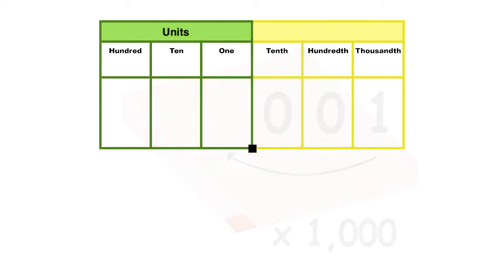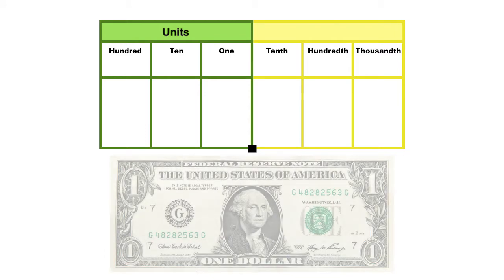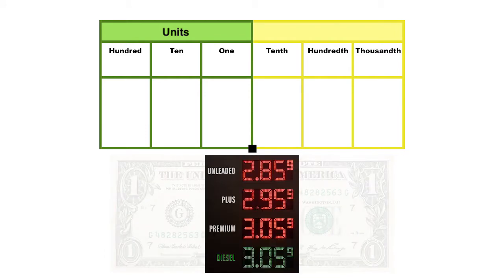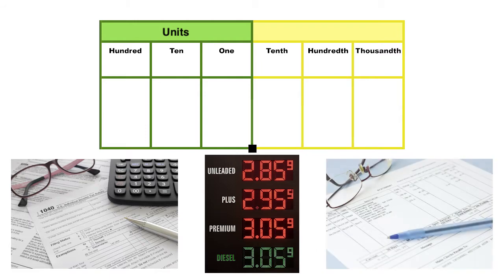We don't use thousandths in counting out our money generally, but they are used to represent gasoline prices, taxes, or even in calculating utility bills.